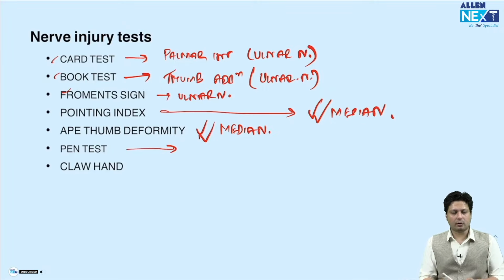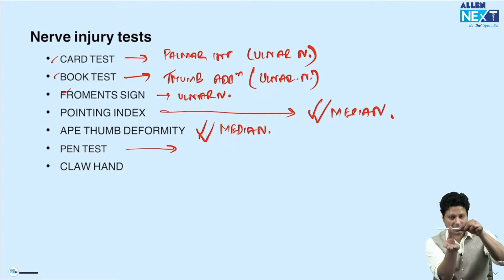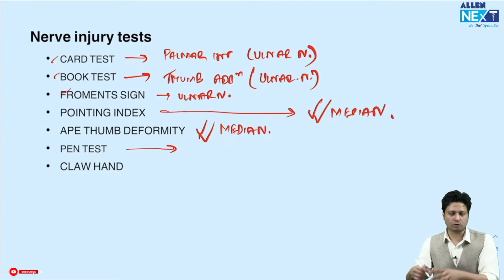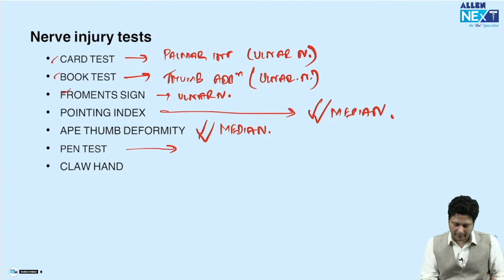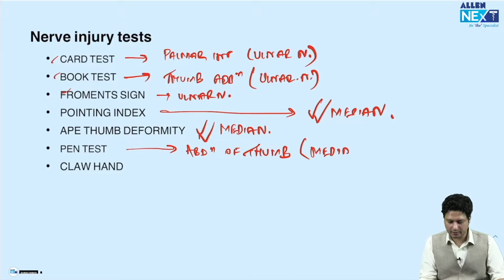Like the pen test. You know, abduction of the thumb is a function of the abductor pollicis brevis muscle, which is supplied by median. So ask a patient to touch the pen by abduction. If he is not able to do so, that is pen test positive. So in the pen test, what you are testing is abduction of the thumb, and this is the test for median nerve injury. Alright.